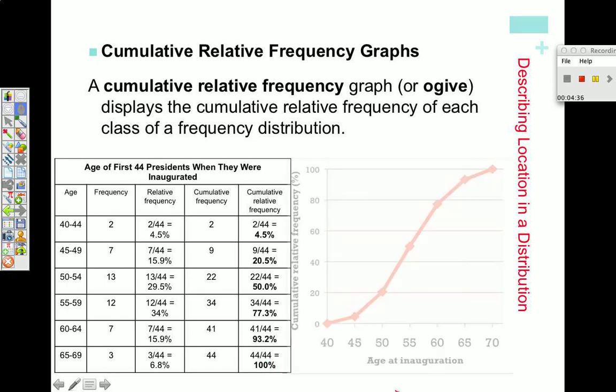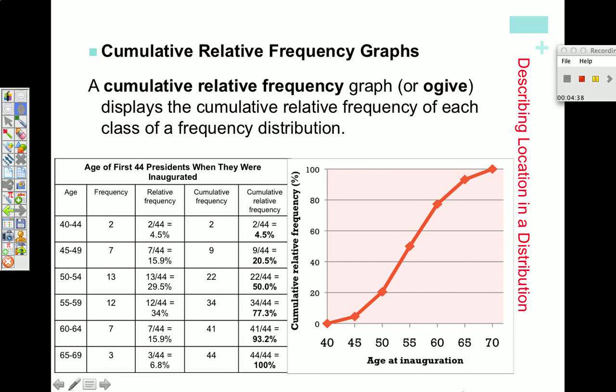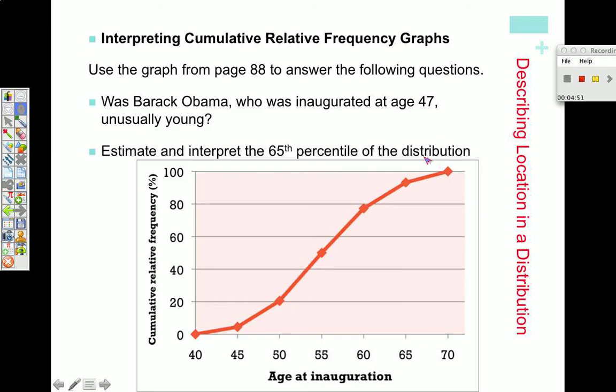So here's an ogive. We plot our cumulative relative frequency and our age at inauguration. And we should always see these ogives going up, starting at 0%, ending at 100%. From these graphs, we can talk about percentiles.